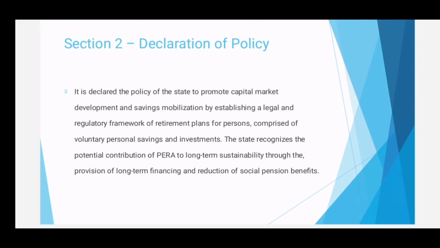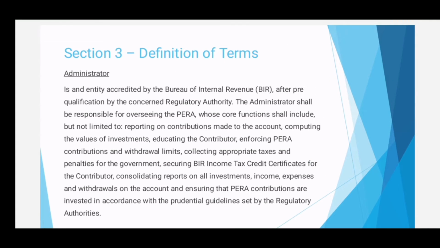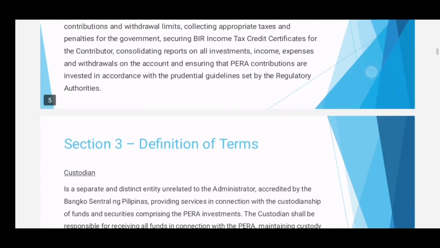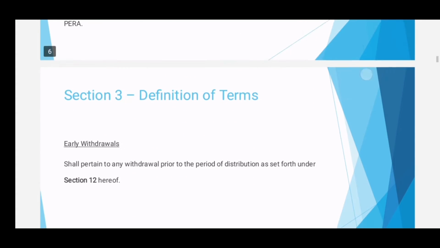Section 2. Declaration of policy. It is a policy that specifies the name, insured, address, policy period, including the date on which coverage begins and ends. Section 3. Administrator. A person whose job is to manage and control the PERA and who is responsible for overseeing the PERA members' accounts. Custodian. Someone who keeps and protects the PERA members' accounts.